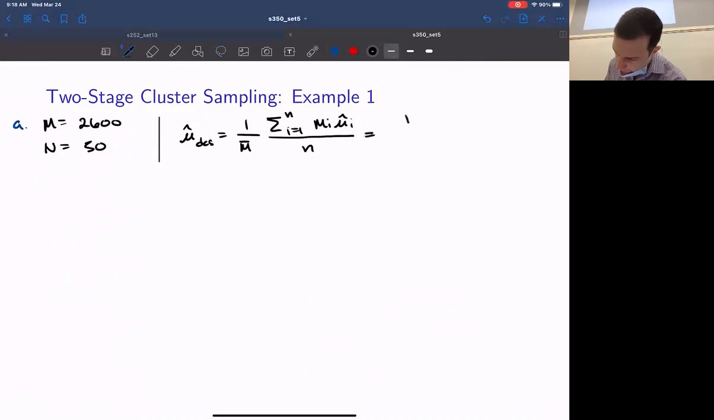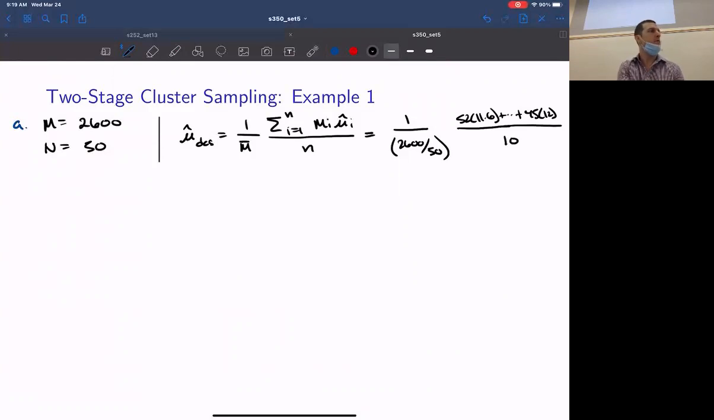Okay, so in this case we'll have 1/, and then we'll have 2,600/50, multiplied by the sum of the number of elements in each cluster multiplied by the mean for all 10 clusters. Starting with the first one, this is going to be 52, I believe it was, multiplied by 11.6. Then working down to the 10th cluster, we would have 45 multiplied by 12. So this is for each of the clusters in the sample, and then we're dividing by n, which is the number of clusters, equal to 10. This should give us 9.59.